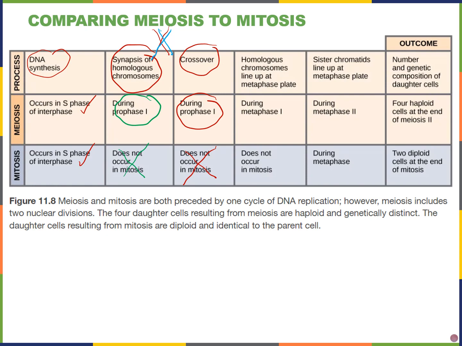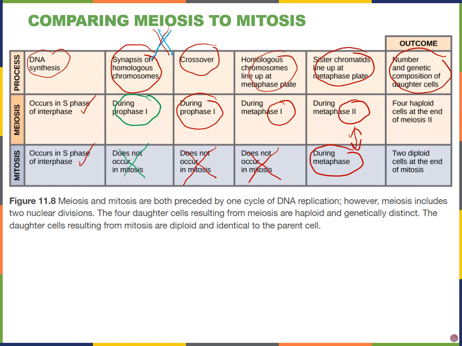Homologous chromosomes lining up side by side at the metaphase plate happens during metaphase 1, but does not happen during mitosis. Sister chromatids lining up happens during metaphase 2 of meiosis, and also during metaphase of mitosis, and that's why these two are more similar. So meiosis 2 is more similar to mitosis.